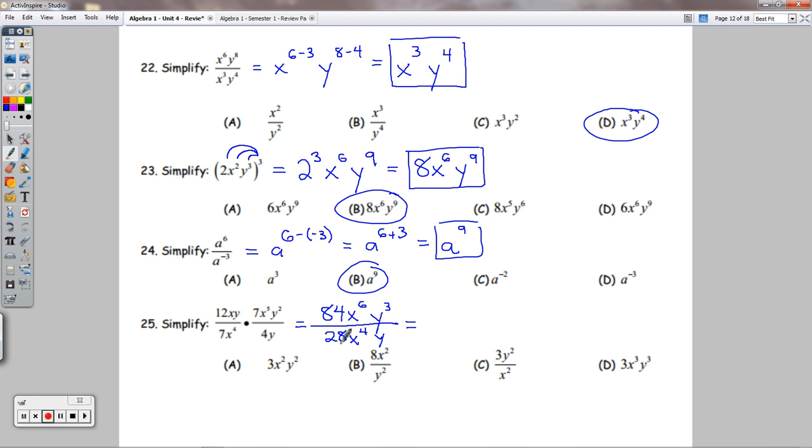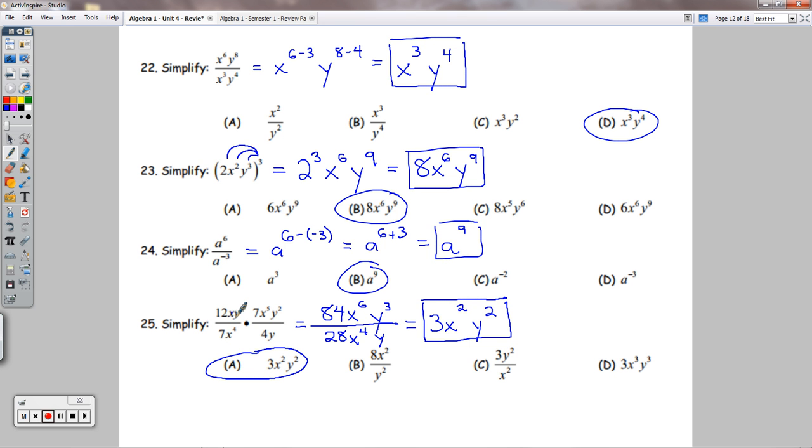So we just have x to the 4th, y on the bottom. Both of these can be reduced by a factor of 28. So 84 divided by 28 is actually 3. So you could just rewrite this as 3 and then subtract the powers here with the x's. So that's 6 minus 4, which is 2. And then this one is like y to the 3rd, and this is like y to the 1st. Invisible 1 is there. So that would be y squared. And that one gets you choice A.